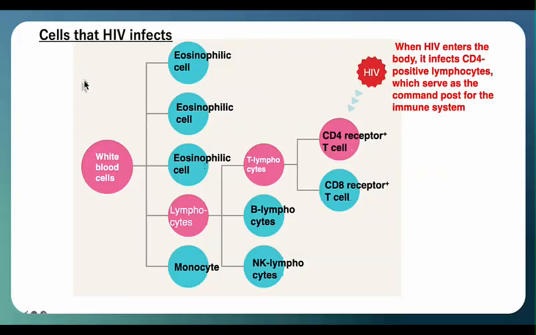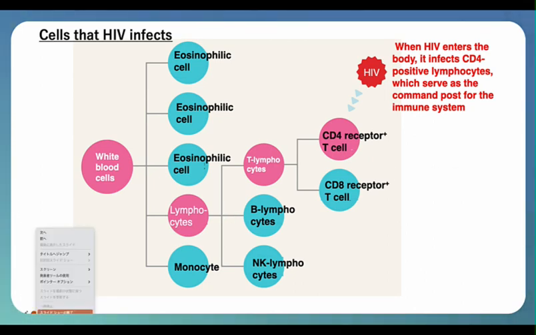Here, this shows the cell groups that arise from white blood cells. Various cells can be formed by the differentiation of white blood cells. Lymphocytes are one of them. Lymphocytes further differentiate into T lymphocytes and B lymphocytes. Additionally, one of the cells that can be formed by the differentiation of T lymphocytes is the CD4 receptor positive T cell, which expresses the CD4 receptor. The HIV virus infects this CD4 receptor positive T cell. This cell plays a central role in the immune system.